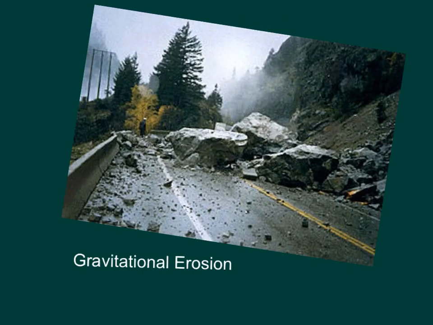This is another example of gravitational erosion. What happened here is that some weakened land off this mountain fell down onto this road. As the small weakened land fell, it loosened the ground, which loosened larger rocks, causing this landslide.